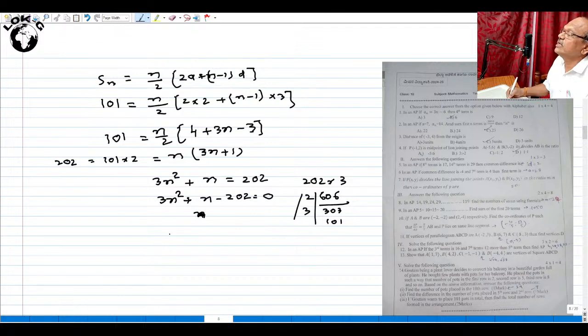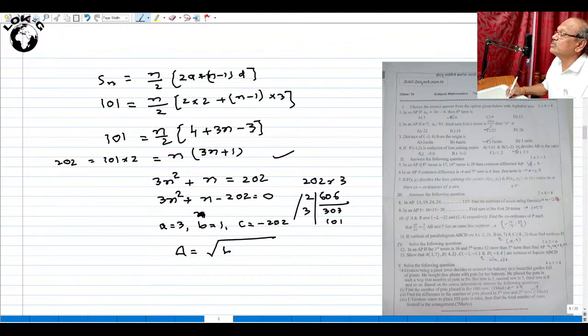And if you use Sridhara's formula, let us check whether the roots are real or not. A is equal to 3. B is equal to 1. C is equal to minus 202. If I check the discriminant, whether we get a real number or not, if we get a real number, then he can arrange them. Otherwise, he cannot arrange them. Delta is equal to B square minus 4AC. Let us check. Do we get any real numbers?